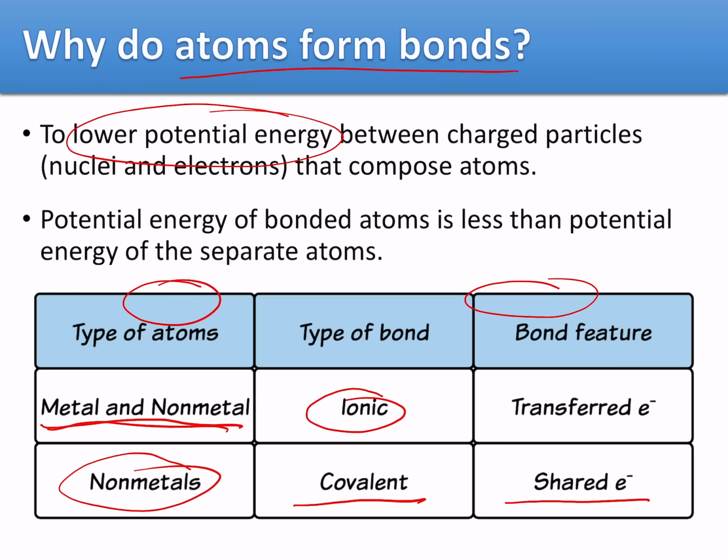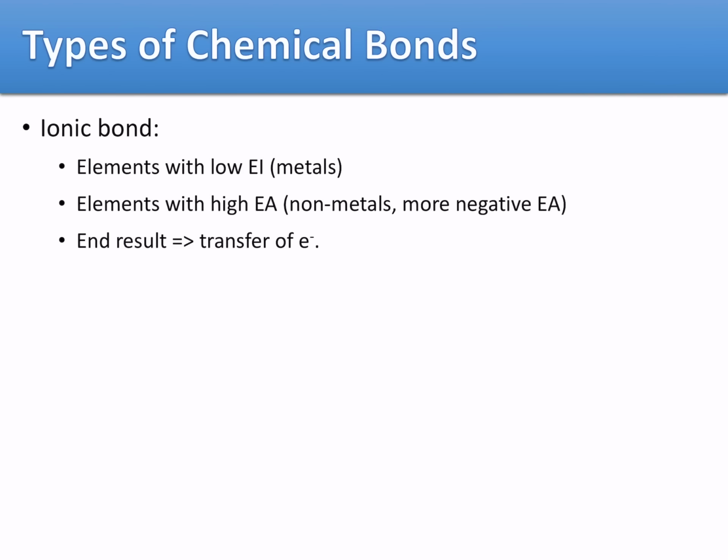If we look into more detail, the ionic bond usually is formed between elements that have low ionization energies, which correspond to metals, and elements that have high electron affinities. Remember, the ionization energy is the tendency to lose electrons. The electron affinity is the tendency to gain electrons. So you combine a metal that wants to lose electrons with a non-metal that wants to gain electrons, and everyone is happy. You have a transfer of electrons.